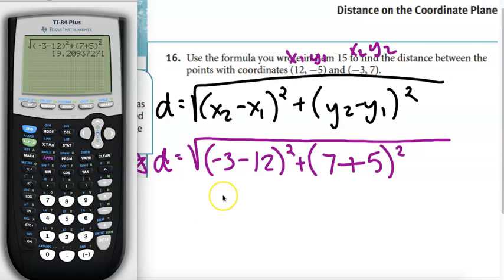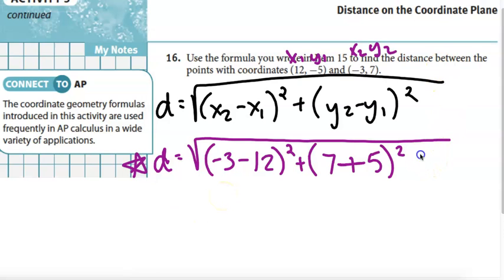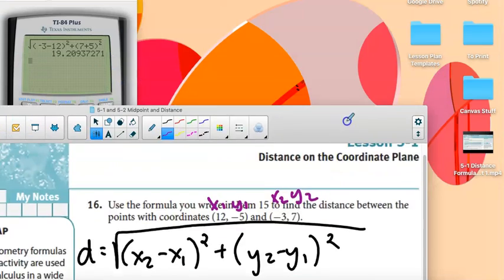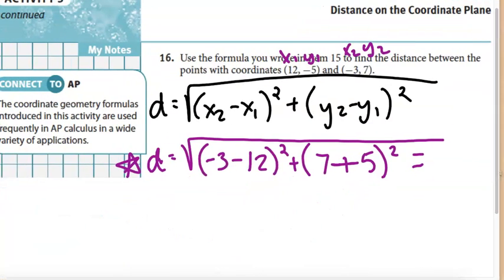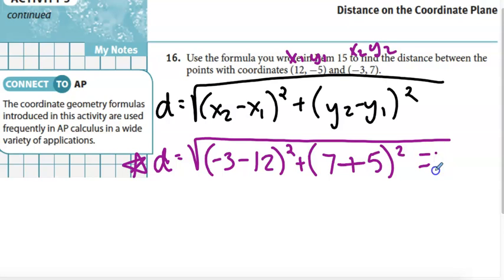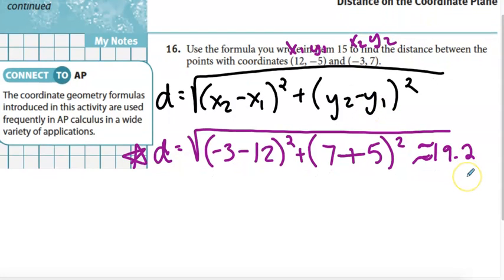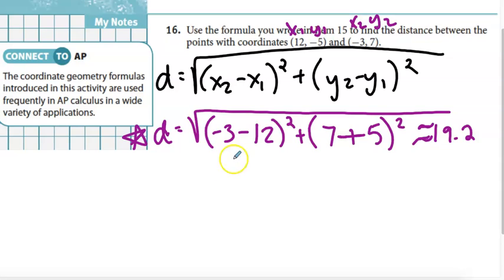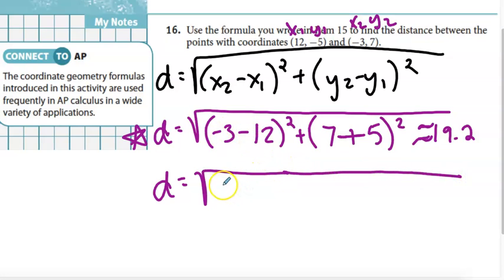If you hit the enter button, that is our final answer, which is a, oh gosh, it went away, 19.2. So the distance between those 2 points is about 19.2 units long. Okay. I will also show you how to do this if you did not want to type it all in the calculator. So if you didn't want to do it in the calculator, you would simplify it by hand. Negative 3 minus a 12 is a negative 15 squared plus 7, 8, 9, 10, 11, 12 squared.